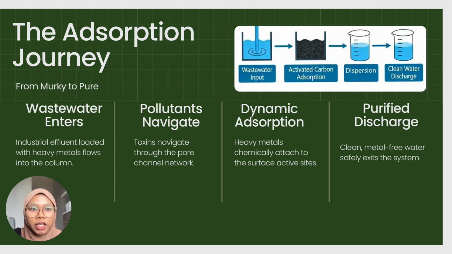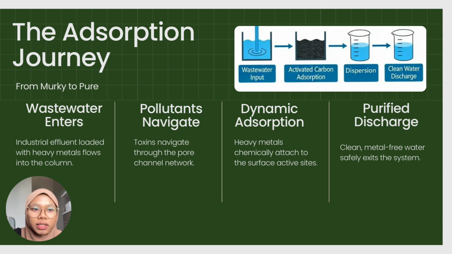The process begins when industrial wastewater containing heavy metals enters the adsorption column. At this stage, the wastewater is still contaminated and contains harmful pollutants. The pollutant molecules then move through the water and travel towards the activated carbon pores. This movement occurs through diffusion, where the molecules move from an area of higher concentration to an area of lower concentration. Once they reach the activated carbon surface, they continue to diffuse into the pore network.